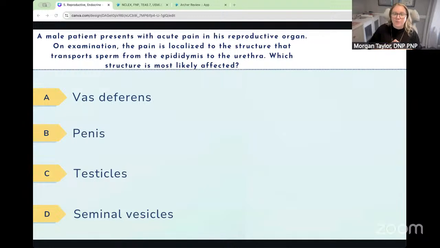All right, we've got a male patient with acute pain. On exam, the pain is localized to the structure that transports sperm from the epididymis to the urethra. Which structure is most likely affected? So they've described the location of something for you, and you have to tell us what structure it is. So we've got the structure that transports sperm from the epididymis to the urethra. I'll give you guys a minute, and then I had a request to go back to the order to that photo, and I'll go back to it.